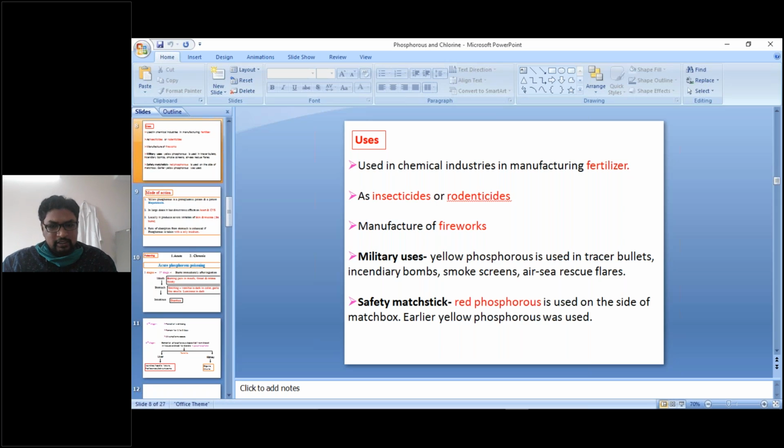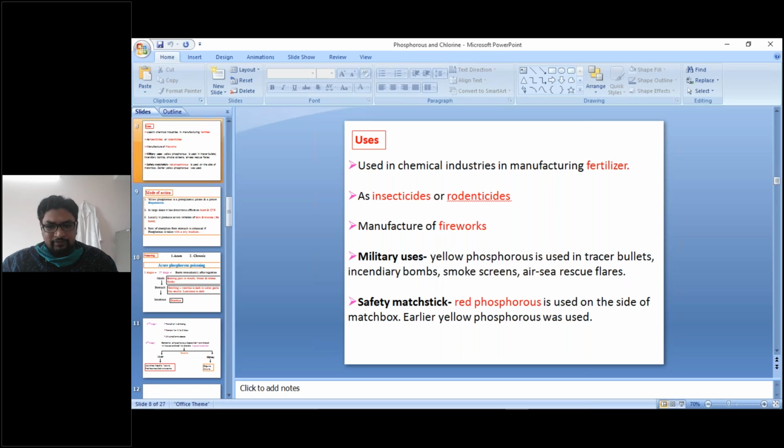And then smoke screens, air sea rescue flares, all these things are used for military purposes. Yellow phosphorus is used. Safety matchstick, what we normally use in kitchens, on the side of the matchbox and also on the knobs, is nothing but red phosphorus. Red phosphorus is used on the side of the matchbox.